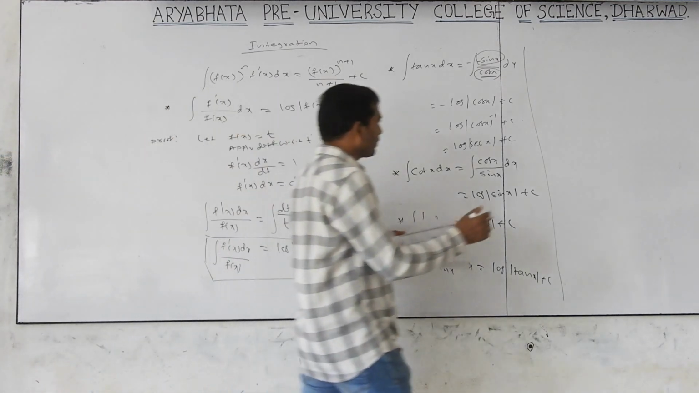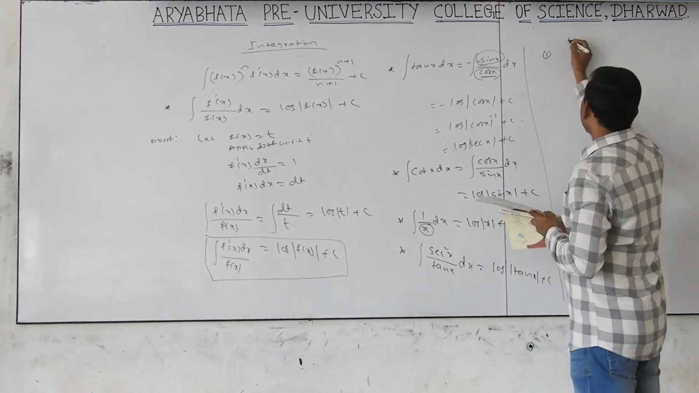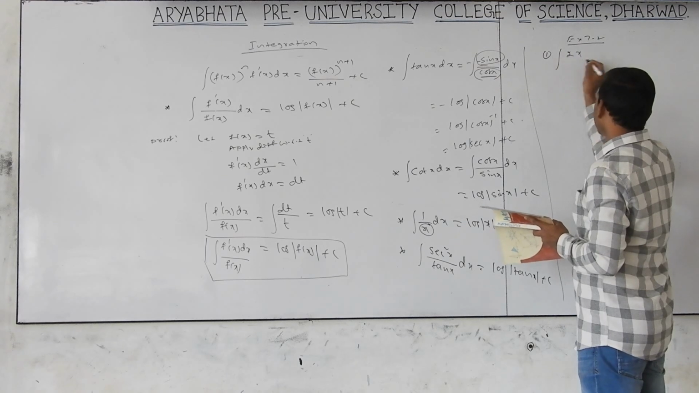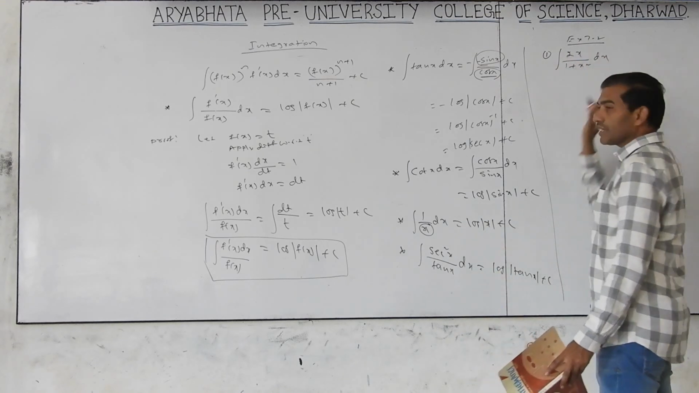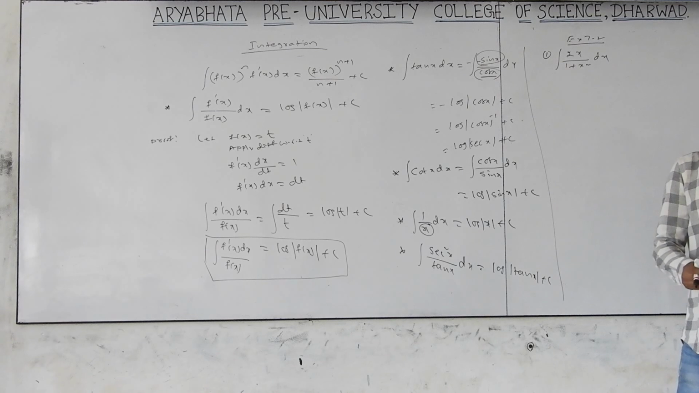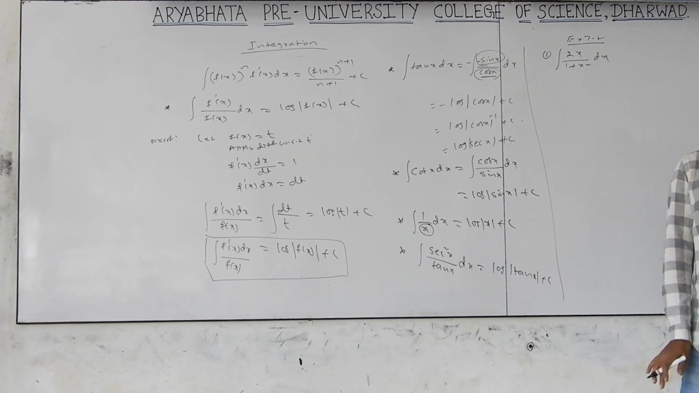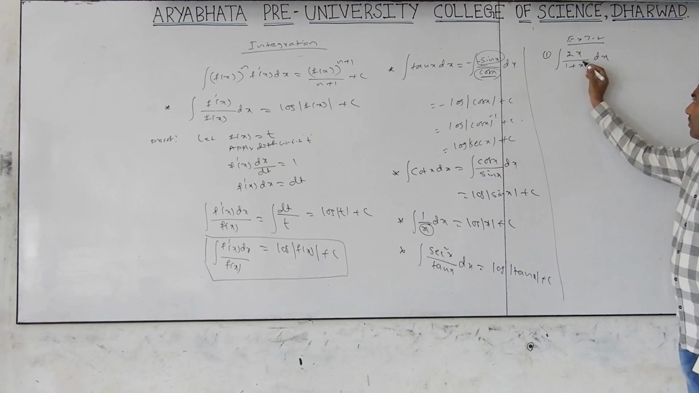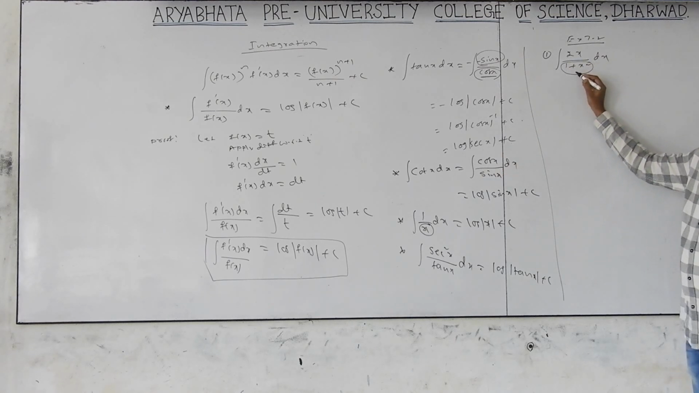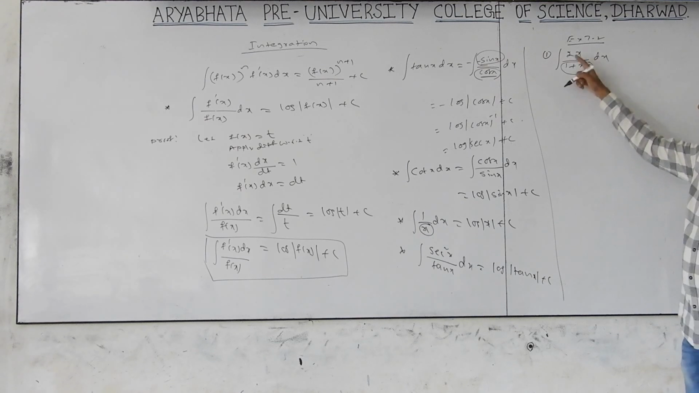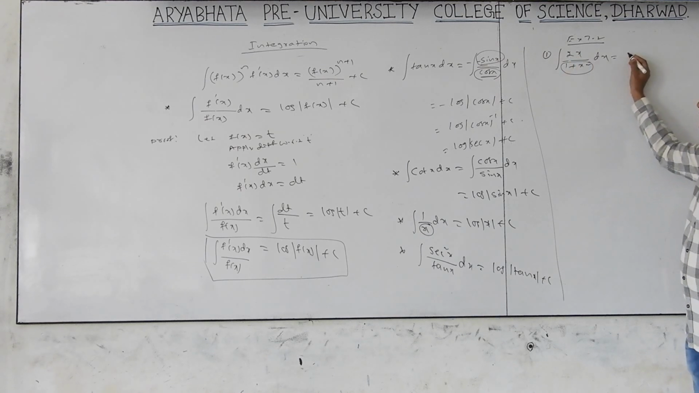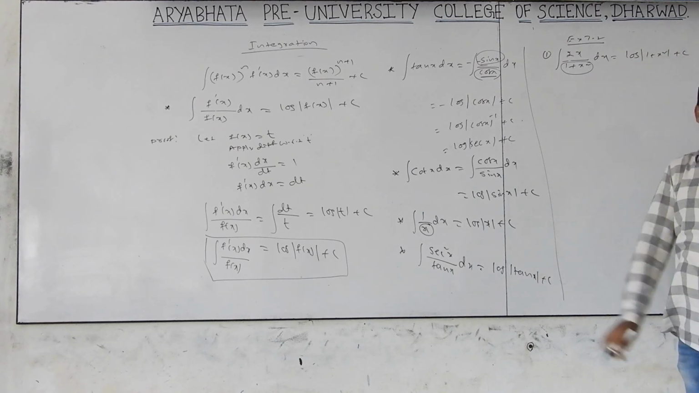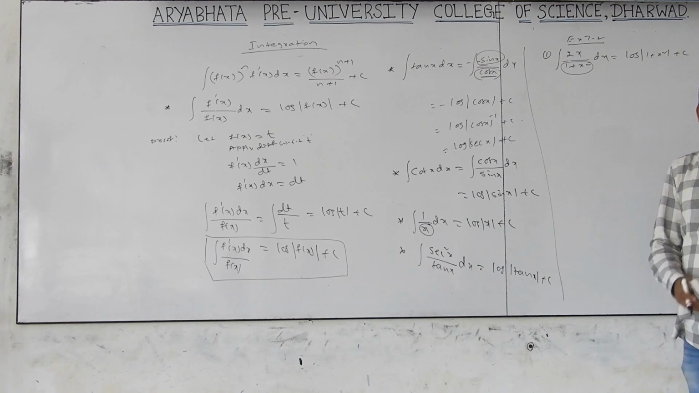Yes, the first question. Exercise 7.2, first question: integration of 2x by 1 plus x square dx. We have done this by using the substitution method: let 1 plus x square equal t. Now, by using the formula, the denominator is f(x), 1 plus x square, whose derivative is 2x. So the answer is log of the denominator, 1 plus x square, plus c. Understood? Next.